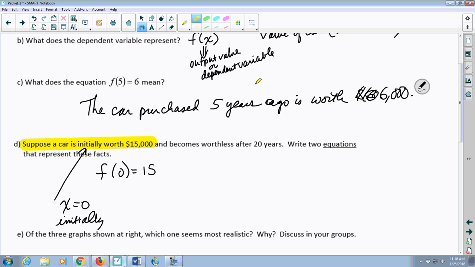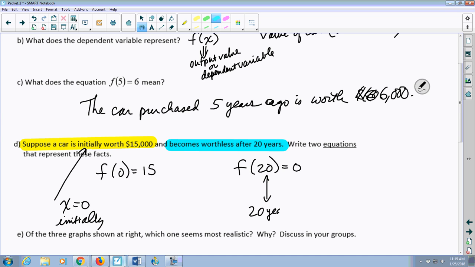Okay. All right, how about the next one? It's worthless after 20 years. Someone want to take that one on? Yeah, Ella? F of 20 equals 0. Perfect. So this 20 is referring to 20 years after purchase, and the 0 represents the word worthless. Okay, no value.